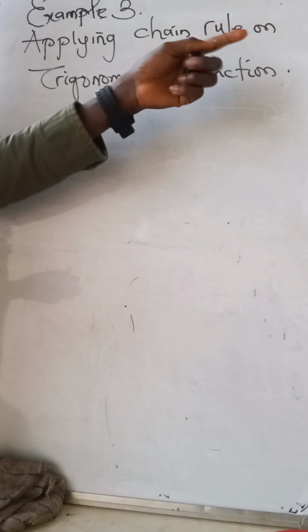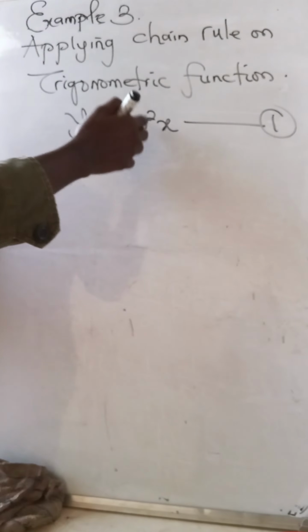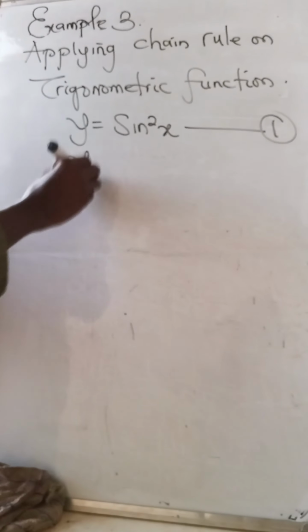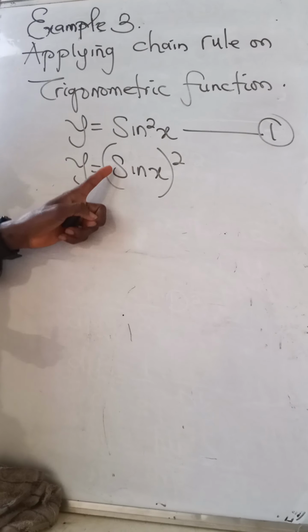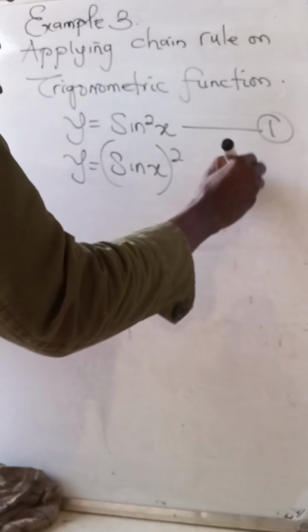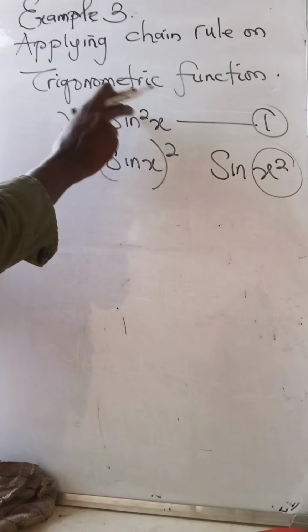So, applying the chain rule on trigonometric functions. For instance, we are given y equals sine square x. This is our equation 1. But if we are given this, we know that sine square x is the same thing as saying (sine x) all squared. So whenever we see sine square x, it is the same thing as (sine x) all squared. But when we see sine x squared, this is different, because here it is the x that is carrying the square. So this is not the same thing as sine square x.